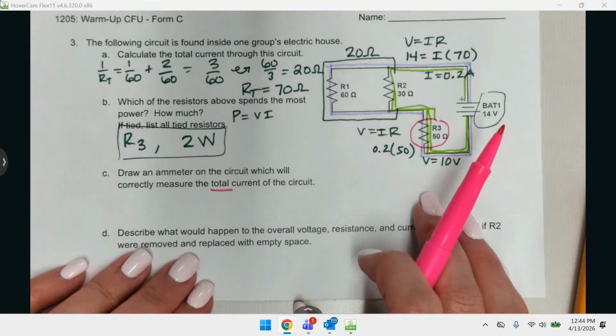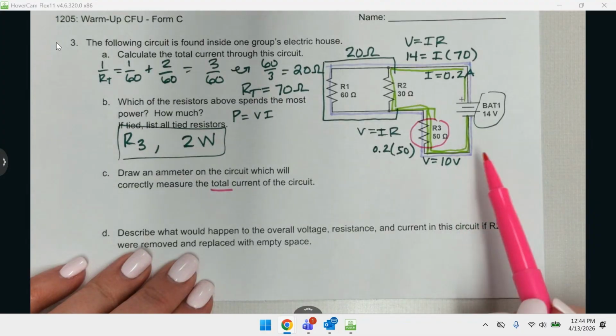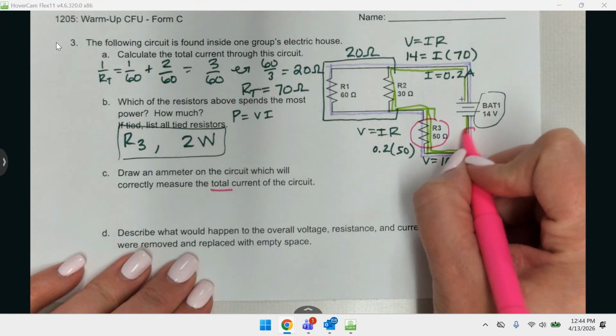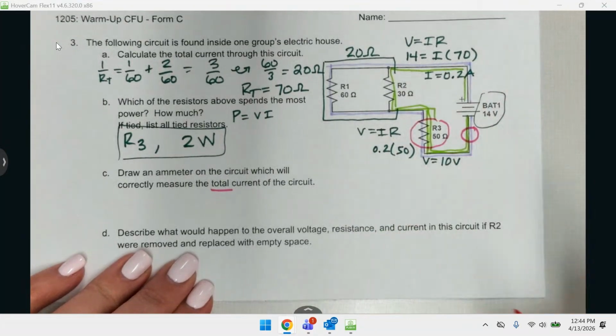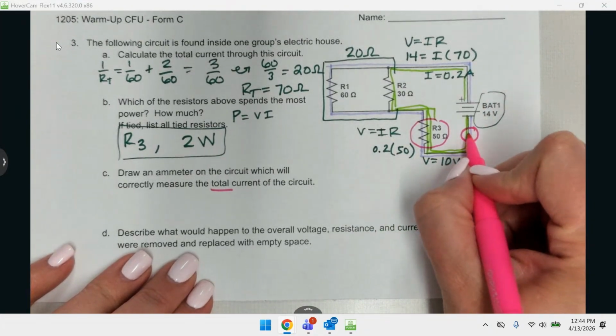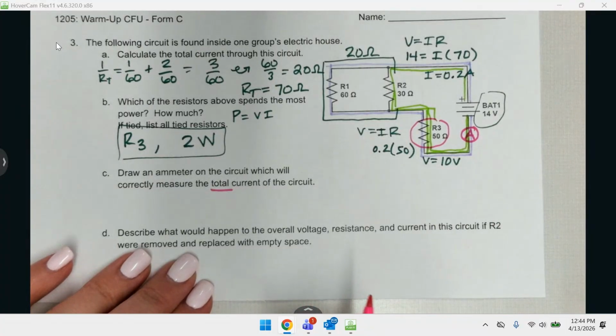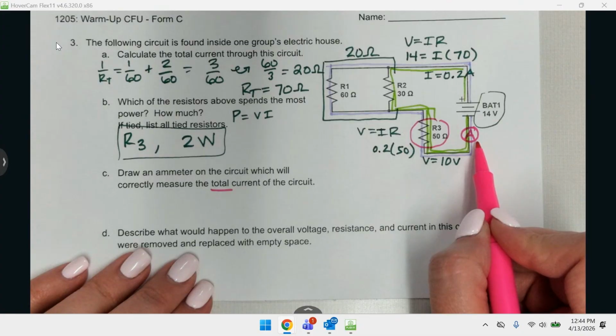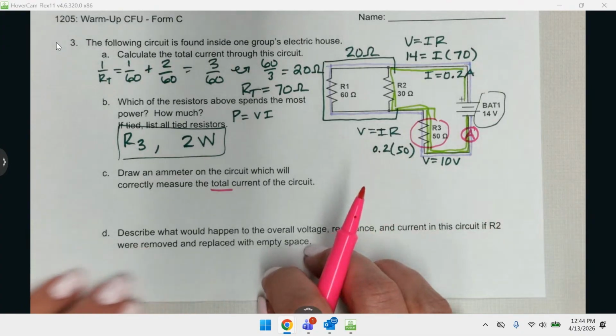And so my total current would be measured anywhere where I have both the purple and green lines. So I could draw that here, or up here, or right here. It doesn't matter. Pick a spot. But it does need to be drawn on the wire because it is measured in series. And so I would have my ammeter, for example, at this position right here.